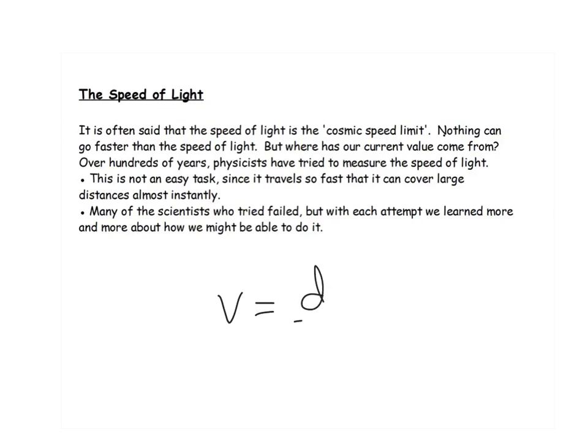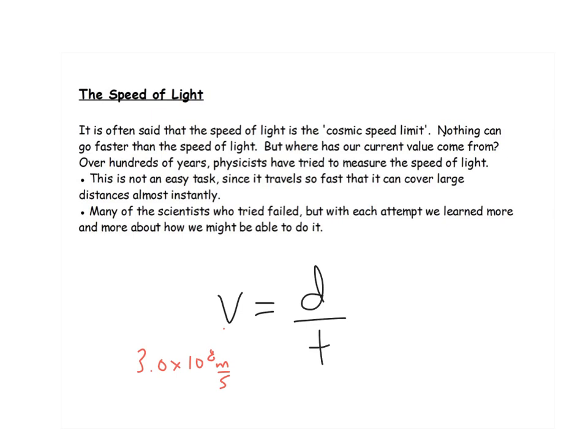In grade 10 and even before that, we were looking at speed as distance over time. And this is really what scientists were trying to do to determine the speed of light. Now, the speed of light is 3.0 times 10 to the 8 meters per second. That is very fast. I think it takes something like 8 minutes to travel here from the sun, which is a very large distance.